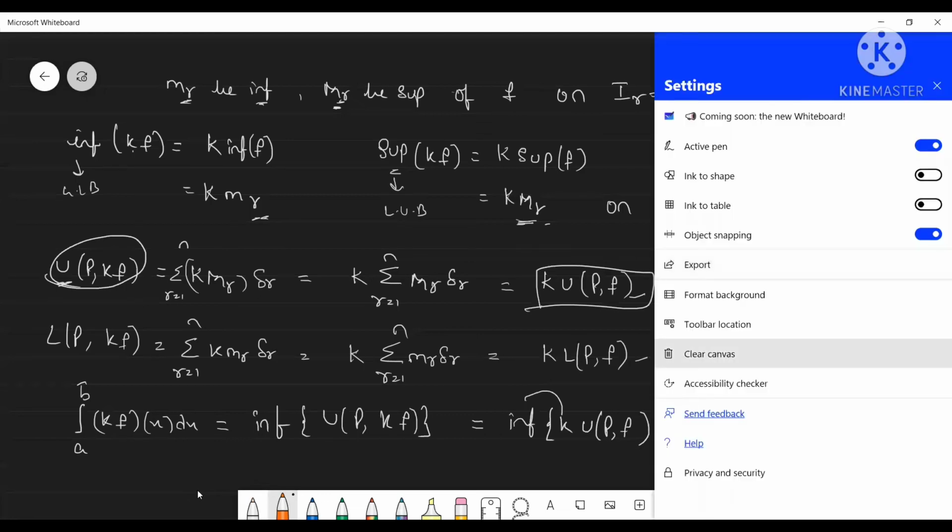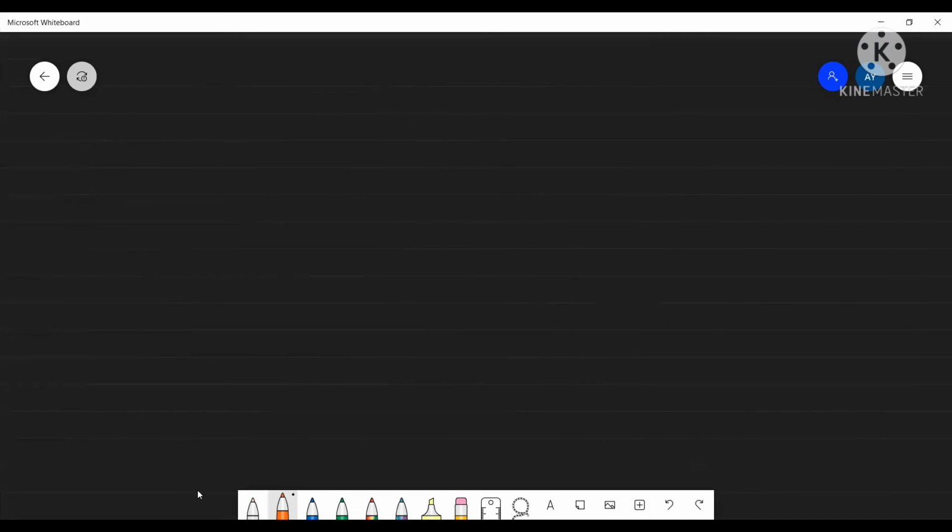Now we have to prove the same thing with the lower integral. So what is it that we got?